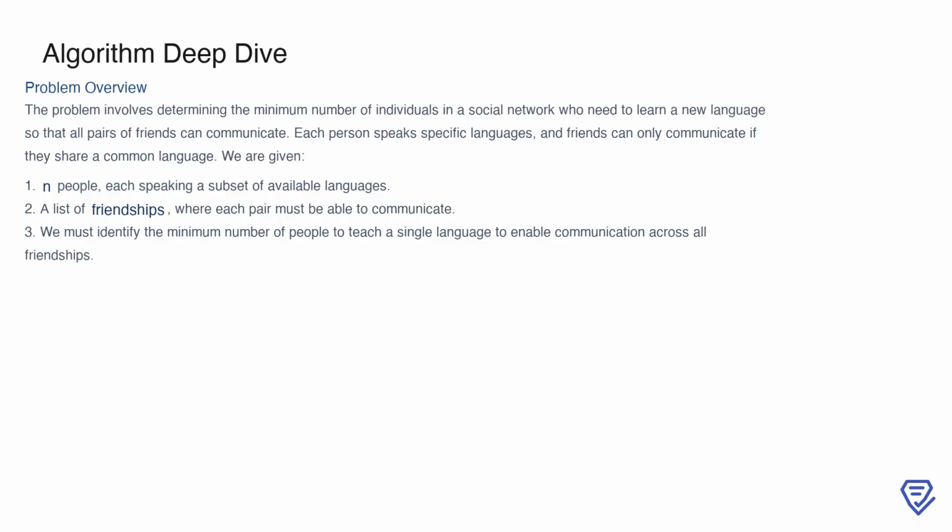language. Our goal is to figure out the minimum number of people who need to learn a new language to ensure that all friendships can communicate seamlessly. To solve this, we need to analyze the languages spoken by each individual, identify where communication gaps exist, and determine the most efficient way to bridge these gaps by teaching a single language. This approach minimizes the overall teaching effort required to connect the network effectively.